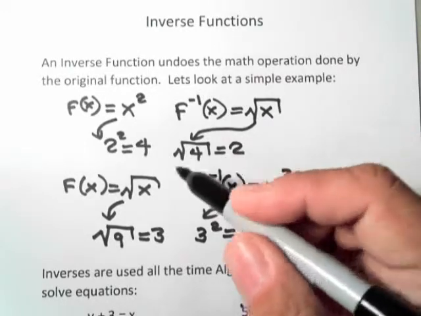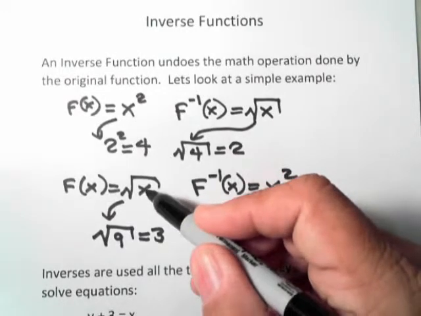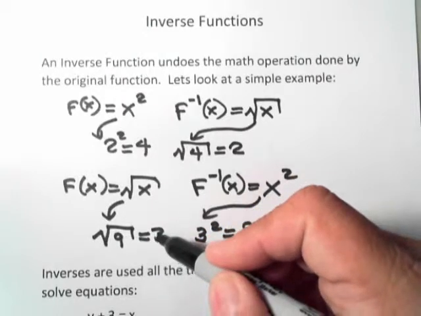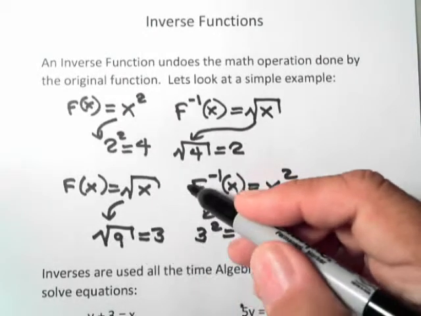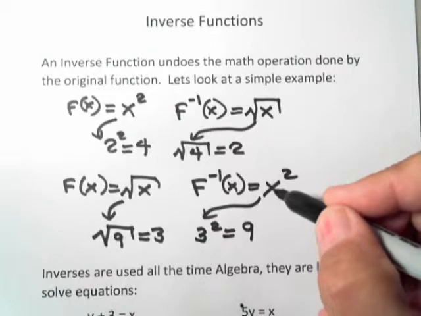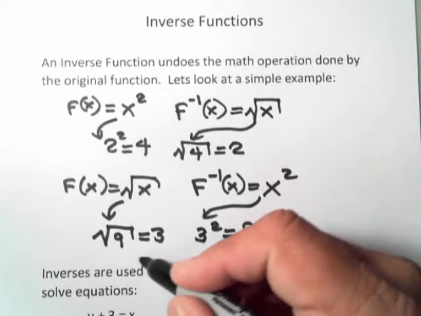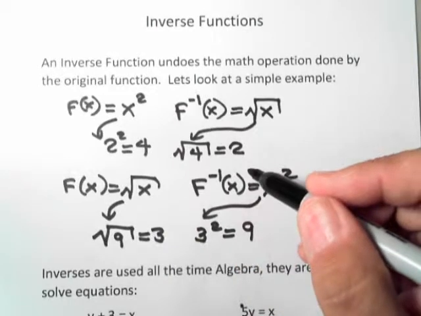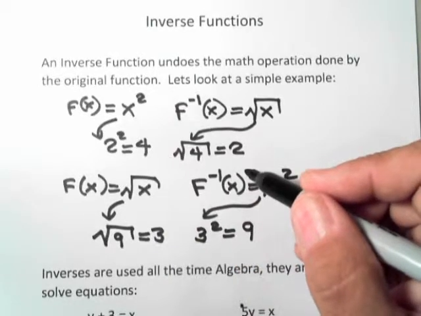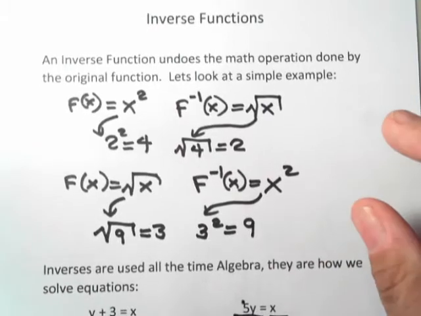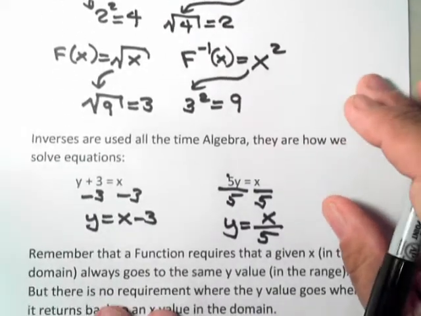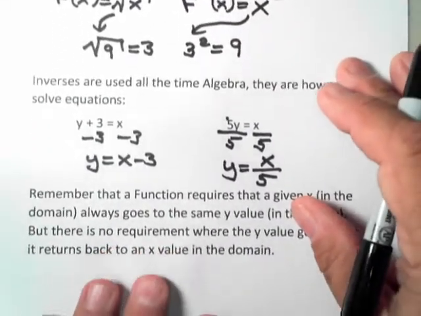And again, you can see this. Let's say that x is 9, the square root of 9 is 3. Well, how do you get that 9 back? You plug it into the inverse over here. 3 squared equals 9, so you're back to your original 9. Okay, well, this gives you an idea of how these inverse functions work. Now, let's go down here and talk about them a little bit more.